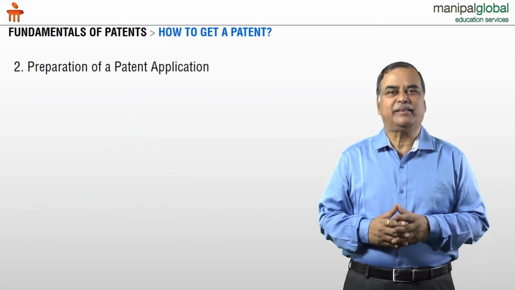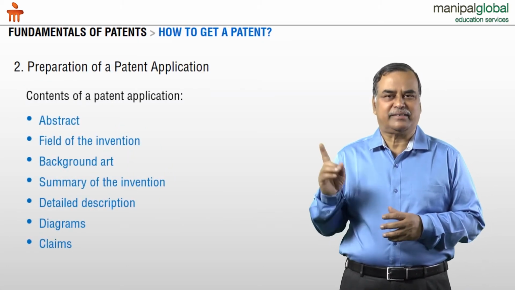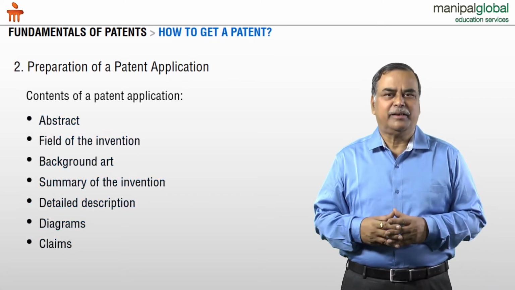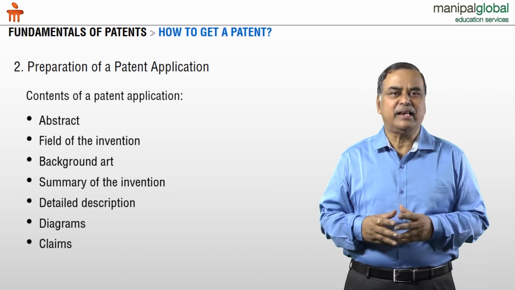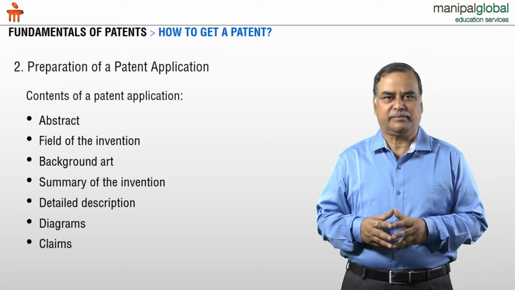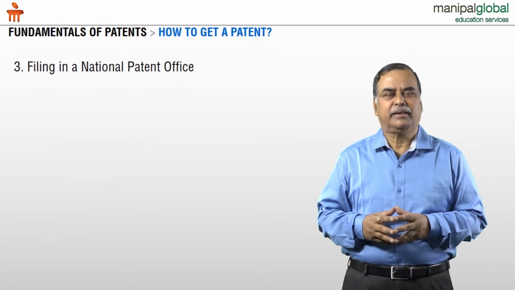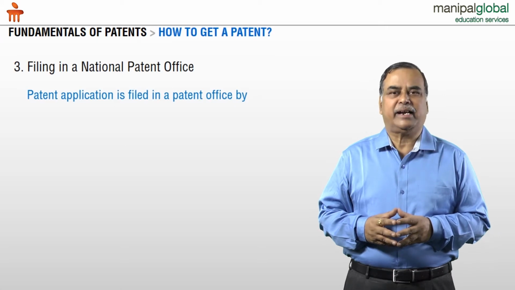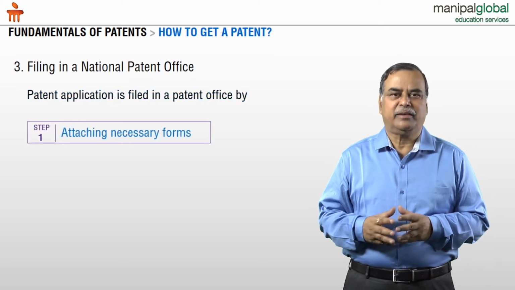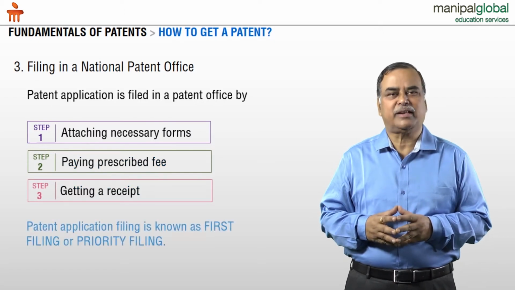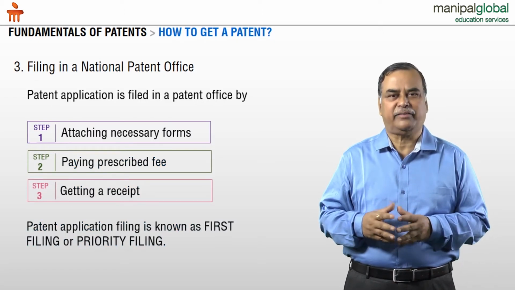A patent application with the mentioned contents is drafted based on the description of an invention. Patent drafting is done by skilled professionals known as patent attorneys or IP counsels. Patent application is filed in a patent office by attaching necessary forms, paying the prescribed fee and getting a receipt. This is known as first filing or priority filing.